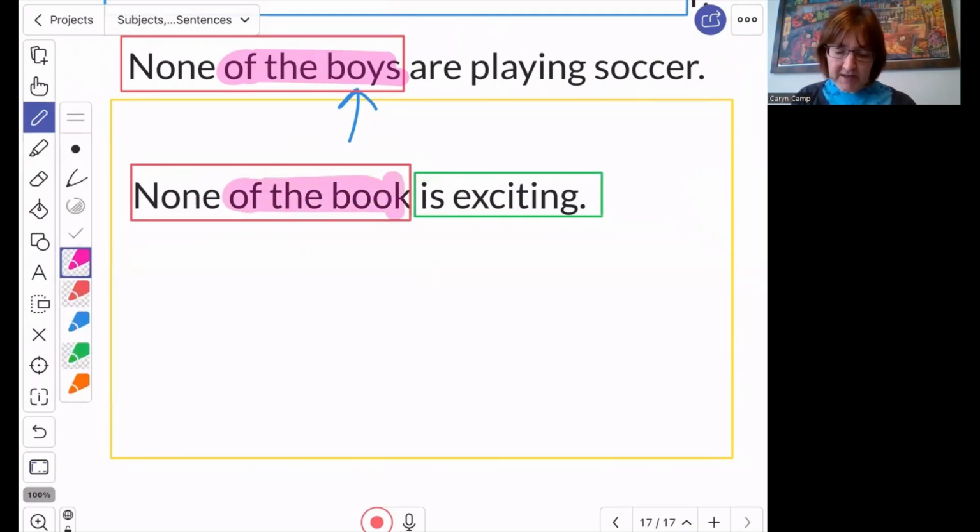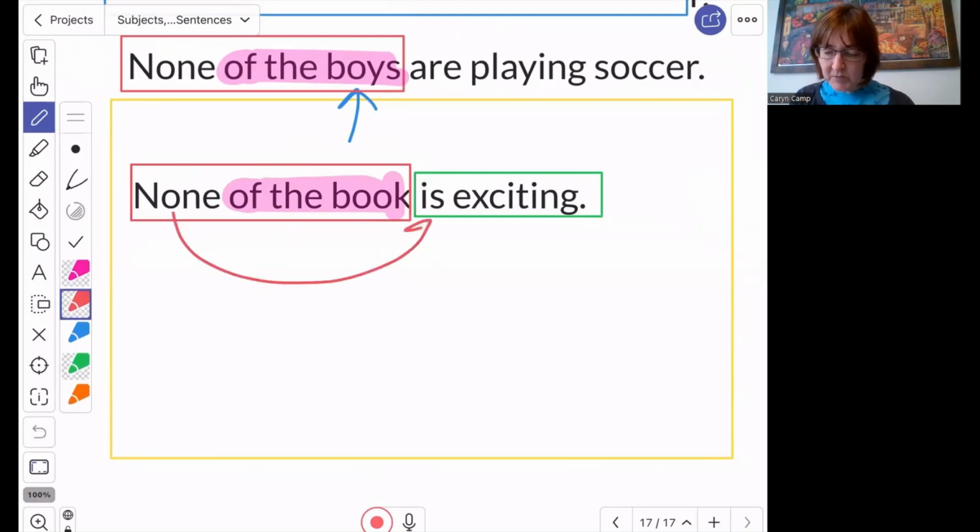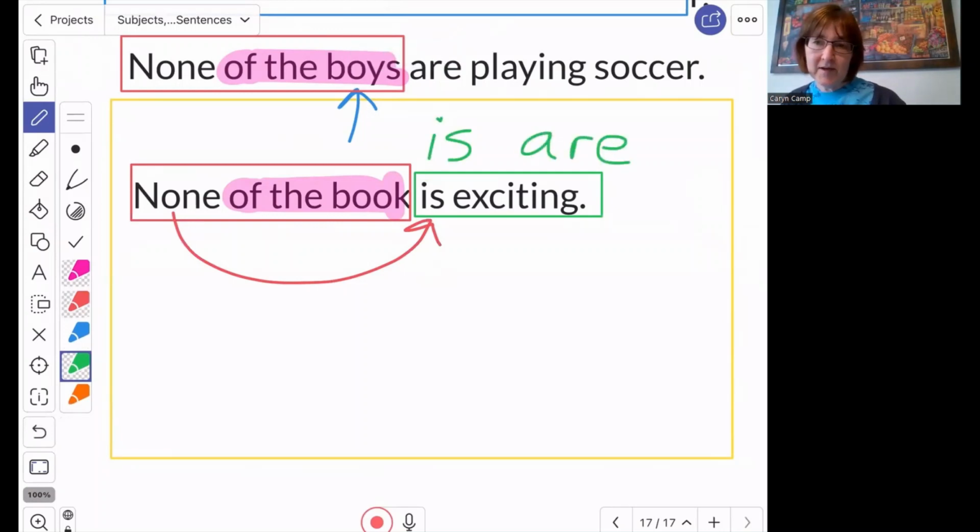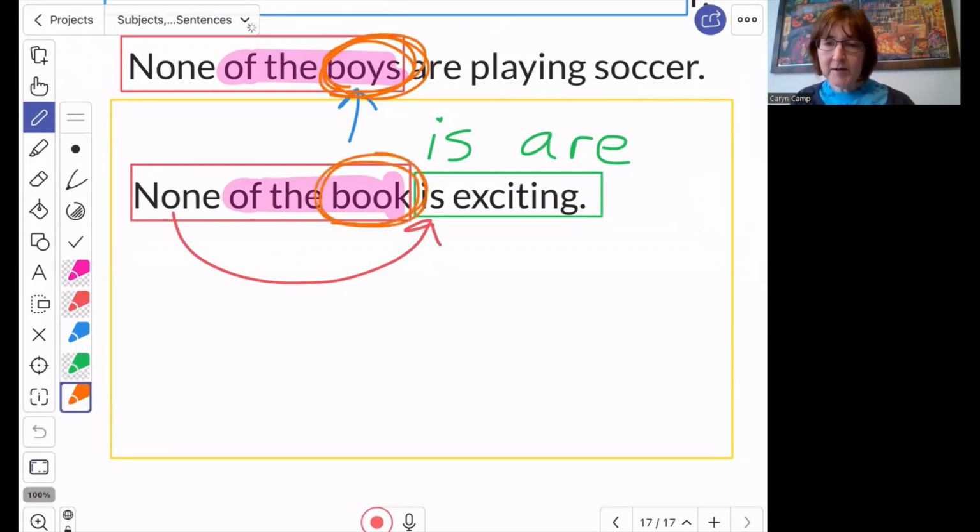So now we have to look at none and is. Do we want to use is, or do we want to use are? Okay, is none going to be one or more than one for the verb? And with the word none, we have to think about what the none is referring to. So in this first one, the none is referring to more than one boy, so we use are. In the second one, the none is referring to one book, so we use is.